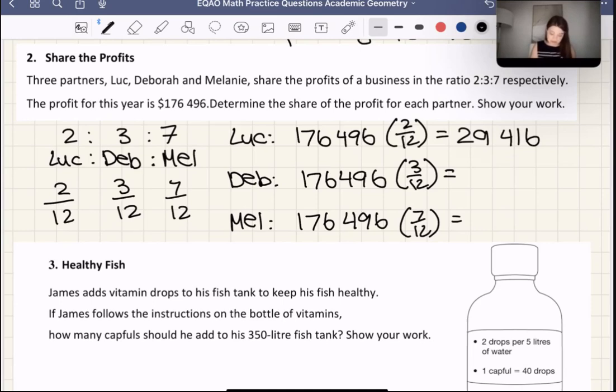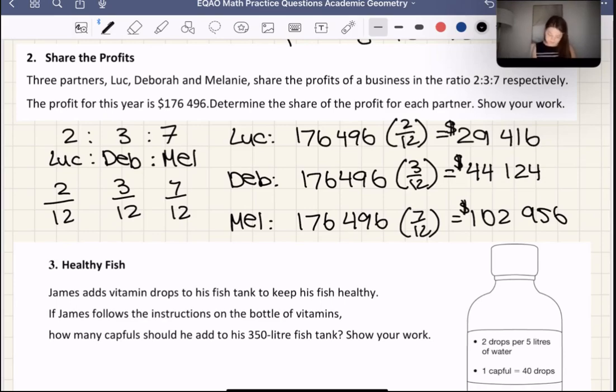What about Deborah? 176,496 times 3 divided by 12 is 44,124. And then Melanie, it's 176,496 times 7 divided by 12. That's going to be 102,956. And sure enough, if we were to add all these up, we do end up with 176,496 as well, right? So this is how they split the profits depending on the work they did, presumably. So yeah, that's how much money everybody got at the end of the day.